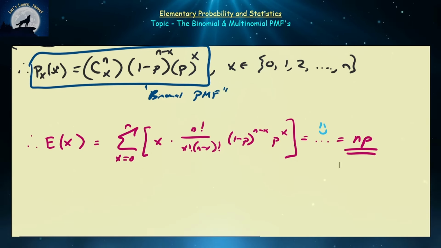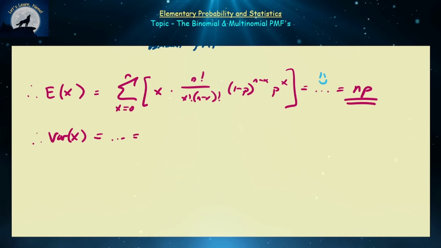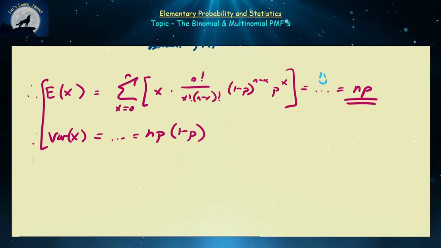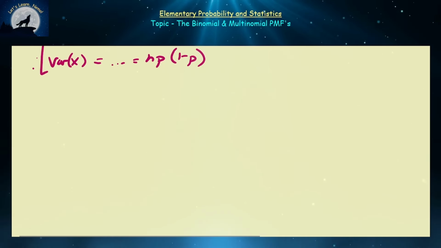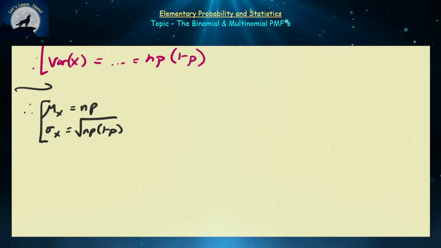So the expected value is going to be equal to the number of trials times the probability of success. And similarly, you should be able to find that the variance will be equal to n times the probability of success times the probability of failure, 1 minus p, which some people will represent by q. So if we have these particular structures, we can actually write them in an alternative way, because some people write mu instead of expected value, and that's perfectly okay. So we have mu is equal to n times p, and sigma x, the square root of variance, will be equal to the square root of n times p times 1 minus p. So that's the mean and the standard deviation of a binomial random variable.